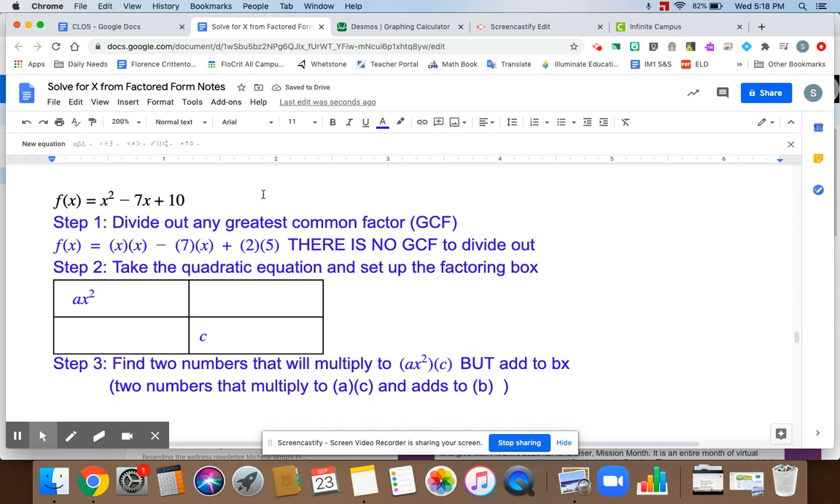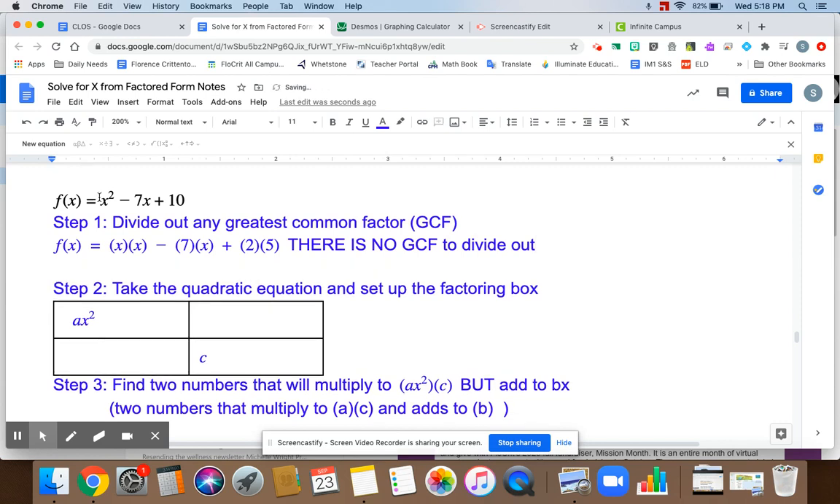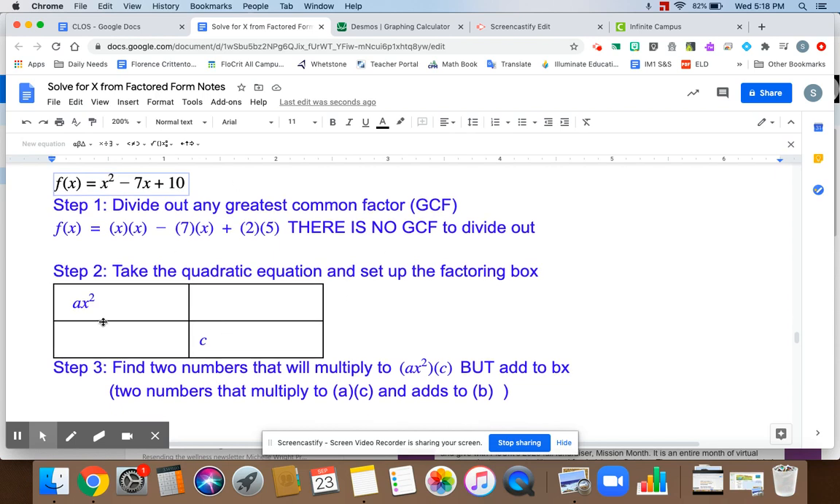to divide out. For quadratics, unless there's a number in front of this x squared, there is not going to be one because the last number doesn't have any x's in it. And if the first one doesn't have any number in it, besides the 1, that's always there invisibly, then there is no greatest common factor to factor out. A lot of the times there is not one, but sometimes there is, and so you always got to check first. But for this one, there's not. So then I get to skip to step 2.